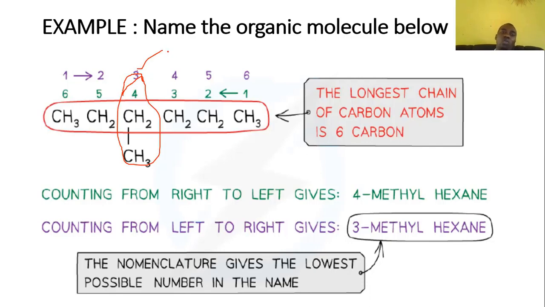So what we want is to have the lowest possible numbers. So if you start from the left, it will be 3. If you start from the right, it will be 4. So start from the left so that you can get a 3. So you keep that 3, okay?